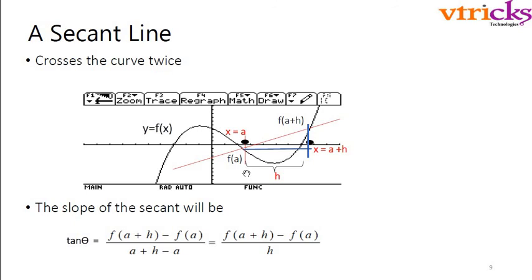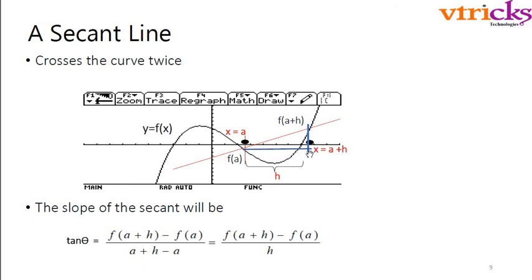Now what is a secant line? Let us look at the red line here. We see that this line cuts the curve at 2 points, so it's not a tangent. Now let us try to evaluate the slope of this line. So if you look at this figure, at x equal to a, this height I have marked as f(a), the point on the curve.